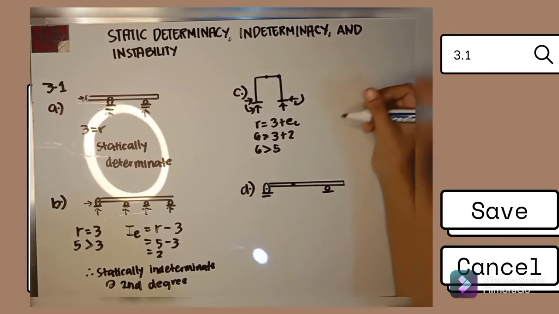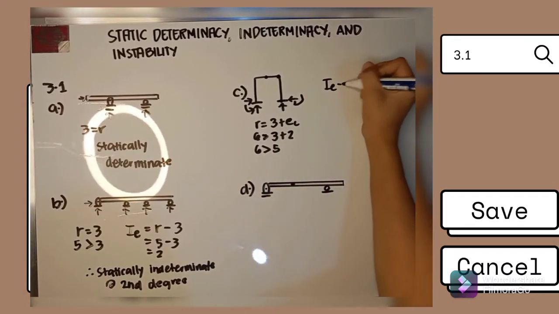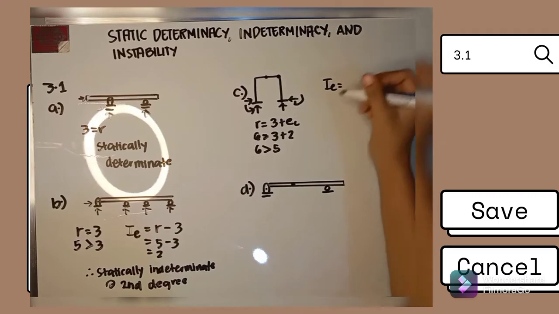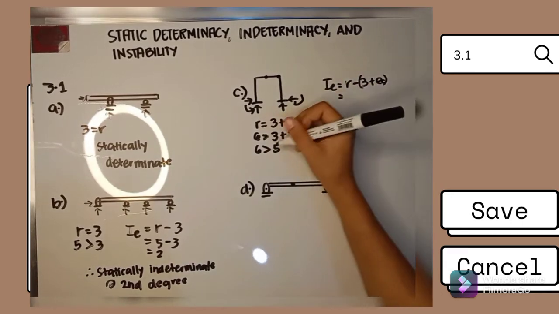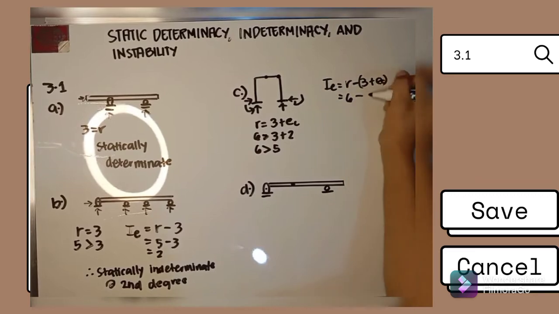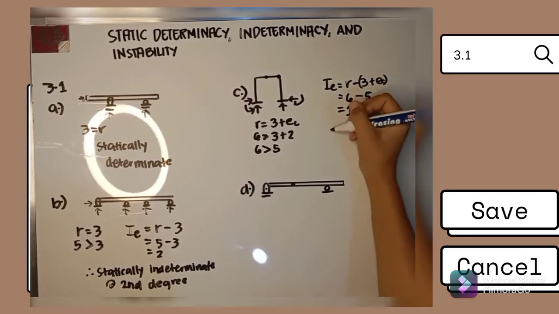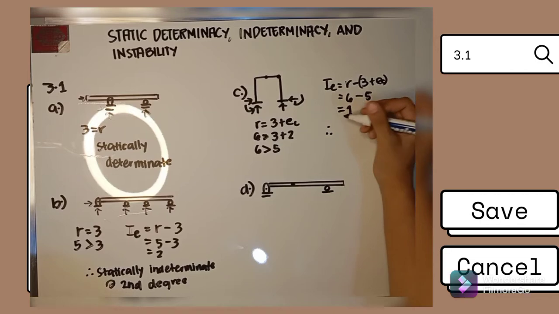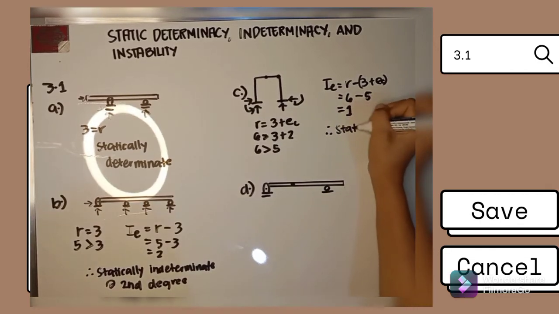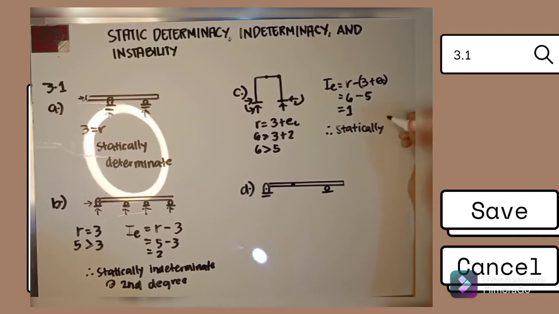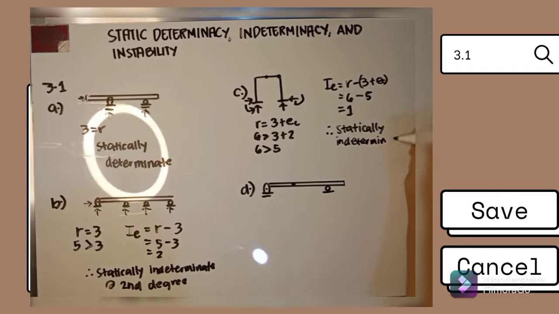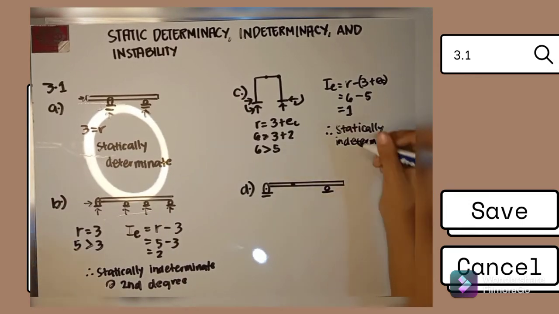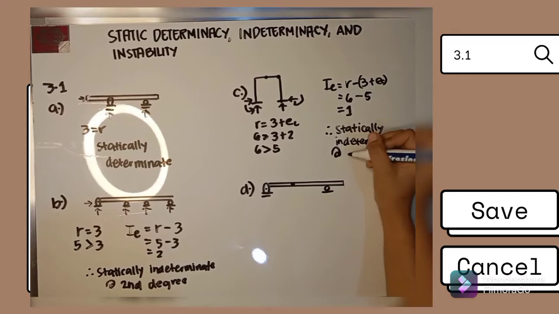So, let's find the degree of external indeterminacy. So, R minus (3 plus EC). The external reaction is 6, minus 5 equals 1. Therefore, this is statically indeterminate at first degree.